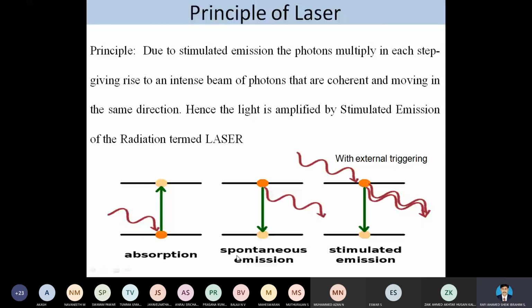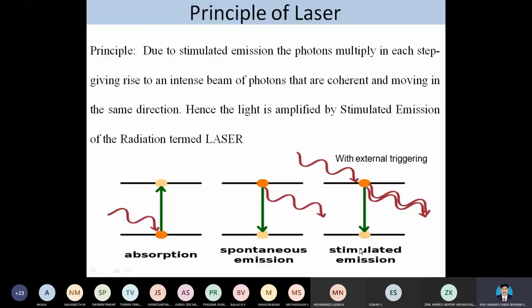Spontaneous emission means the atom in the higher state jumps to the ground state without any additional energy. What is the additional energy? It is what we have mentioned for the third case. But here we never drew that line, that wave format. So any wave format near the higher energy state will be considered as stimulated emission. Here, without it, it is spontaneous emission. And the last one is our principle, stimulated emission.